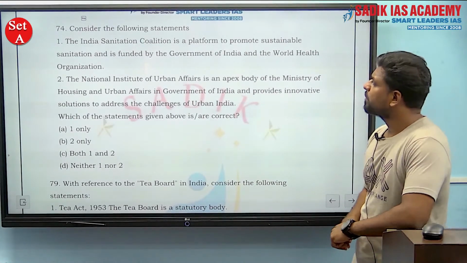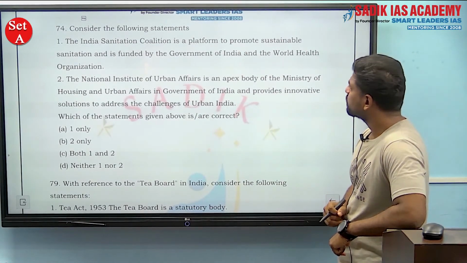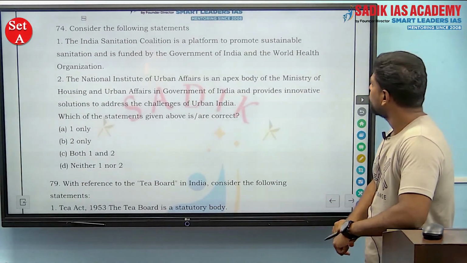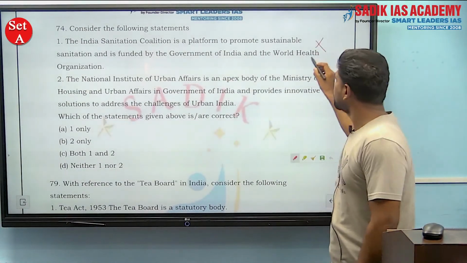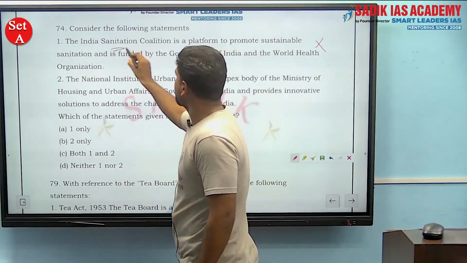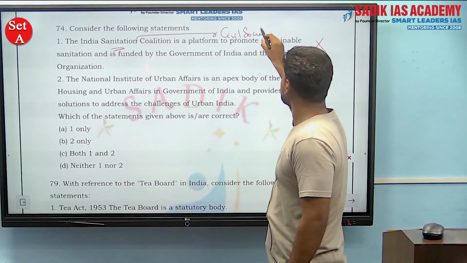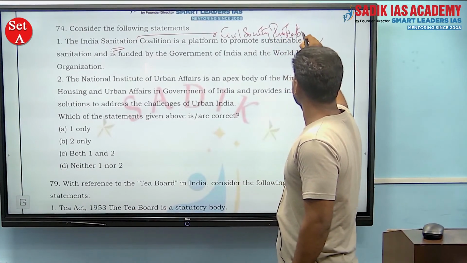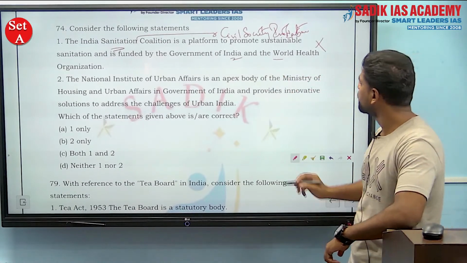Consider the following statements. Statement number 1. Indian Sanitation Coalition is a platform to promote sustainable sanitation and is funded by the Government of India and World Health Organization. This statement is wrong because this is a civil society initiative. So there is no role of funding by the Government of India and World Health Organization. So therefore statement 1 is wrong.